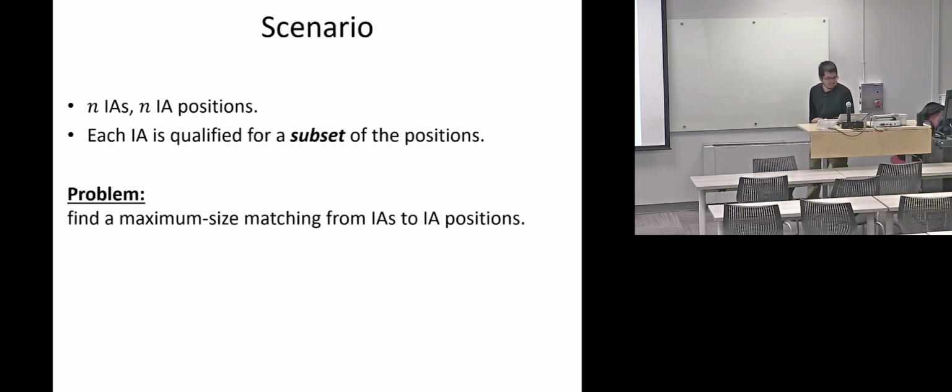Let's look at the next scenario. You're going to see lots of applications like this throughout this class. Suppose that there are a bunch of IA applicants, and there are some IA positions, two sides: IA applicants and IA positions. And each IA is qualified for some subset of positions. I want to find the maximum size matching from IA applicants to the positions. I want to match as many people as I can. How can I solve this?